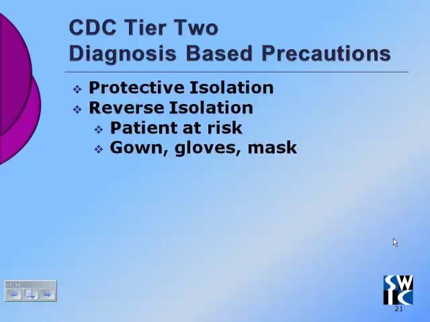Protective isolation, or reverse isolation, is used for patients whose immune system is compromised. At this point, it is not to protect the healthcare workers from what the patient has, but to protect the patient from anything a healthcare worker might be carrying. Often these are oncology patients whose white counts have been depleted severely by chemotherapy. You are required to wear a gown, gloves, and a mask when entering these rooms.